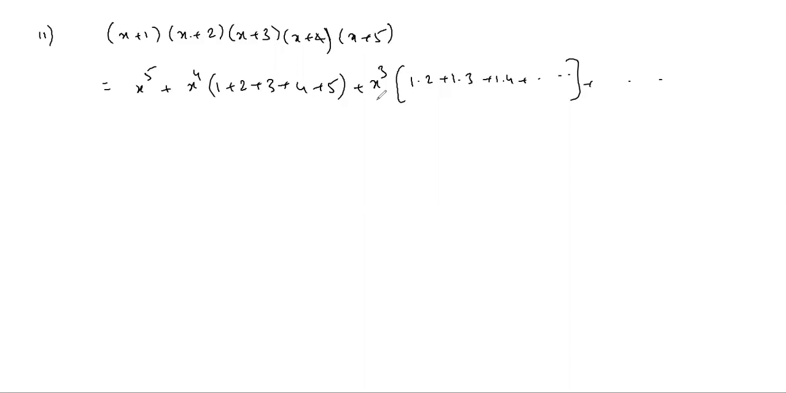In quadratic equation you will learn this. So x power 4 coefficient is nothing but the sum of all values: 1, 2, 3, 4, 5. What is 1, 2, 3, 4, 5? 15. So x power 4 coefficient is nothing but 15.